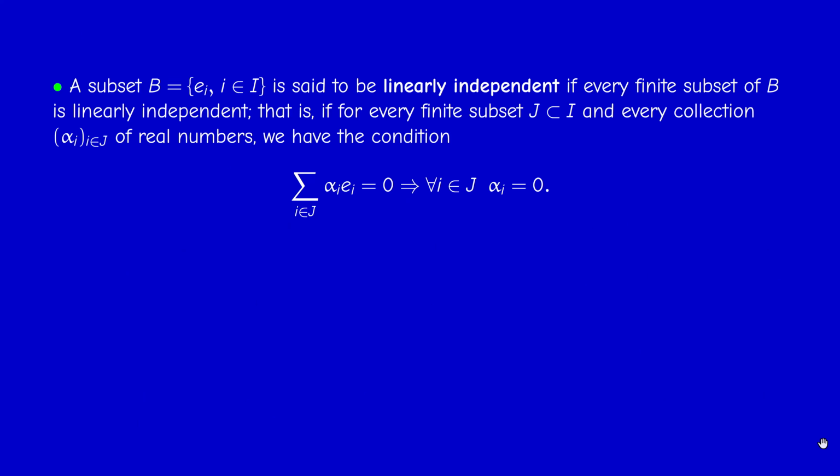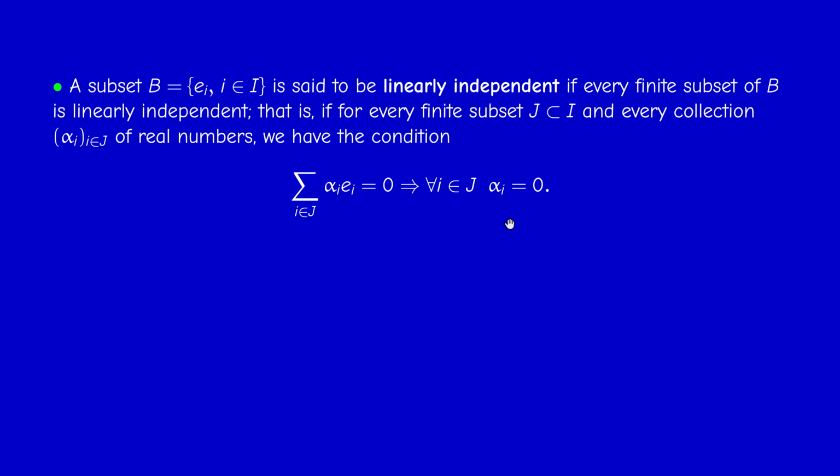Okay, linear independence. So this is an extension of the notion of linear independence that you studied in first year, but for finite sets. But here, if I have an infinite set B, what does it mean to say that it's linearly independent? This means precisely that any finite subset of B is linearly independent. And if you want to rewrite this condition, it means that if a linear combination of any finitely many elements of B is 0, then all the coefficients are 0.